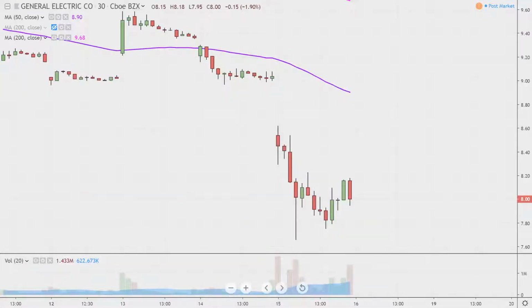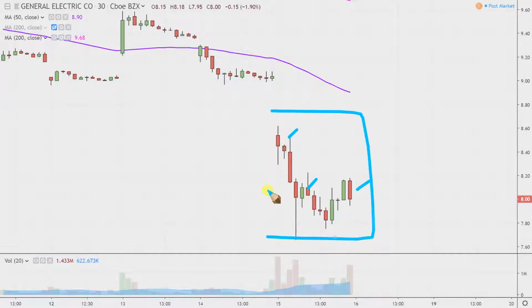Real quick, what do I mean by 30-minute, in case maybe you're new to charts? Instead of each one of these candlesticks here representing one day's worth of price action, which is what you would normally see, each one represents 30 minutes. So this here may look like several days' worth of time. It's actually just today's price action, Thursday, broken down into 30-minute time slices.